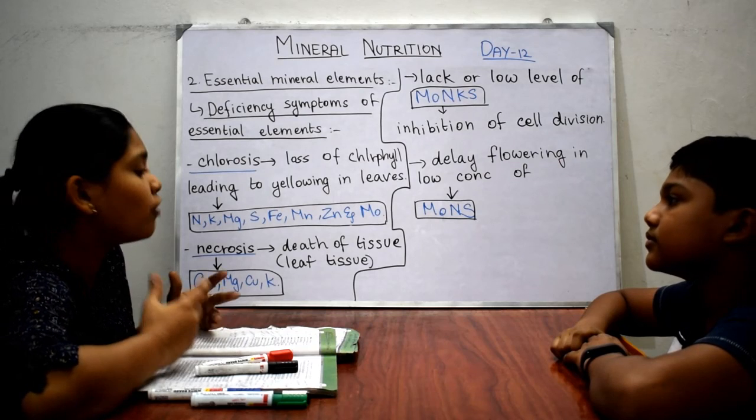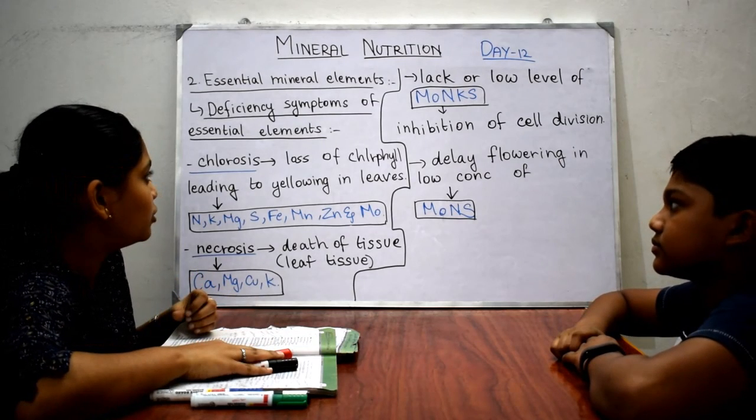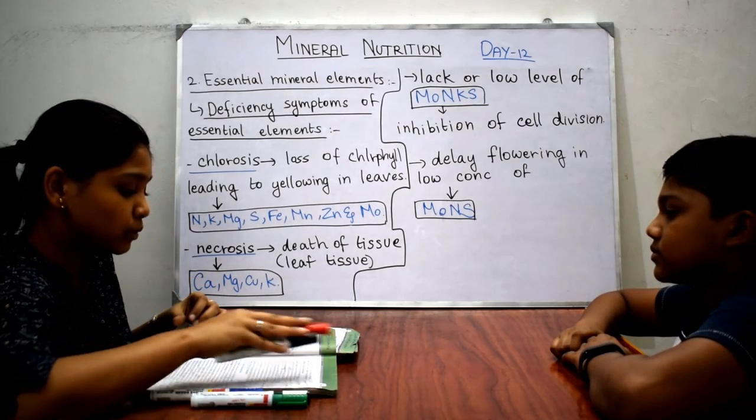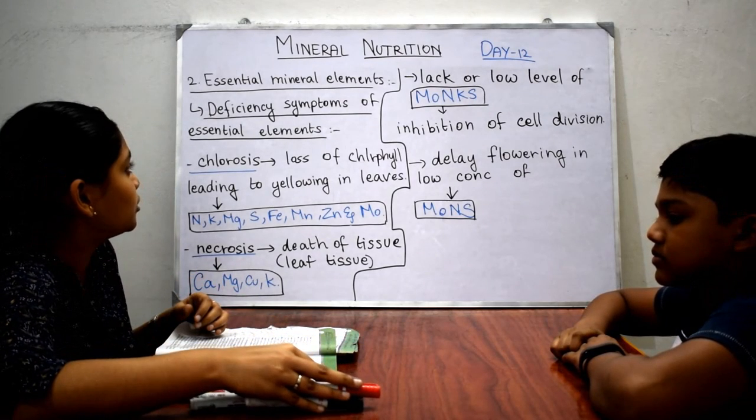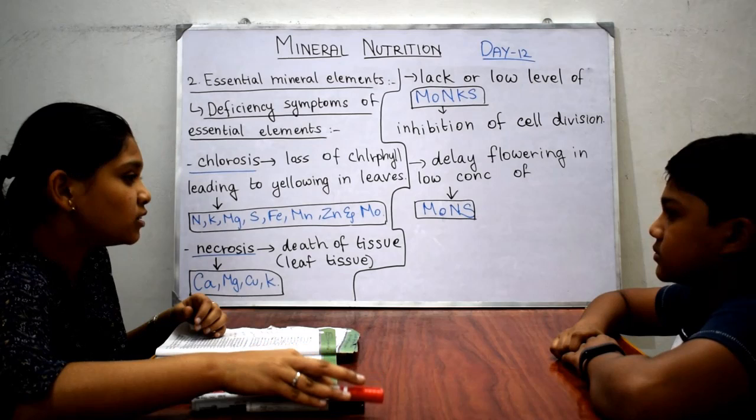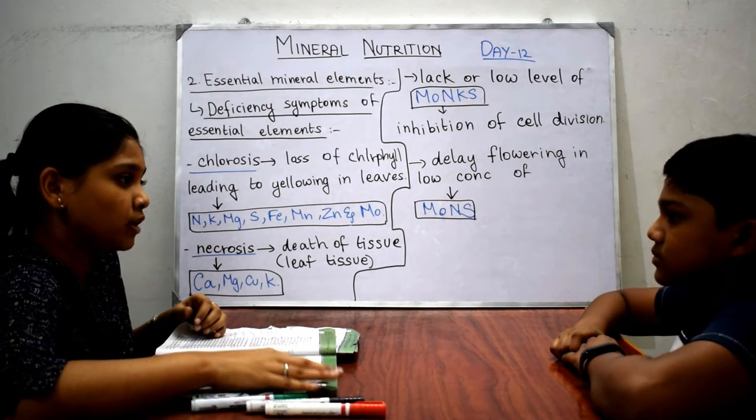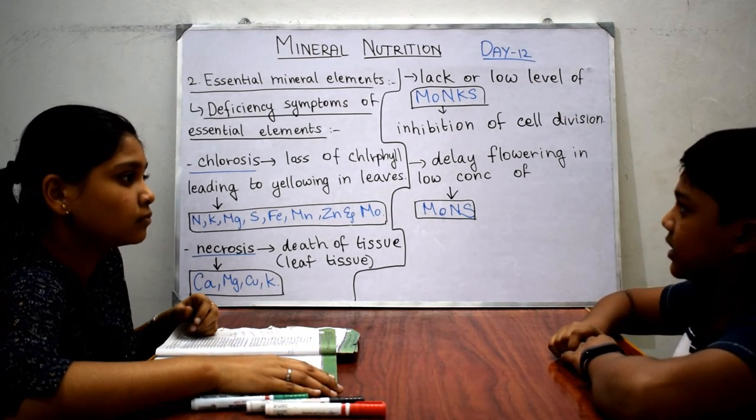Regularly means these elements are often deficient in plants. Next we will see our next subtopic under essential mineral elements, which is toxicity of micronutrients.